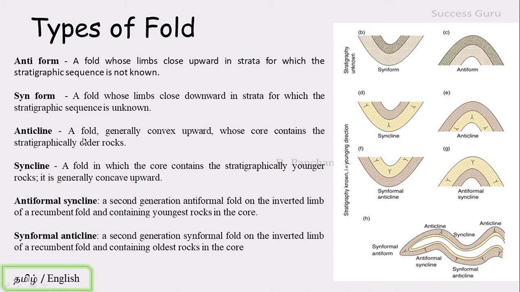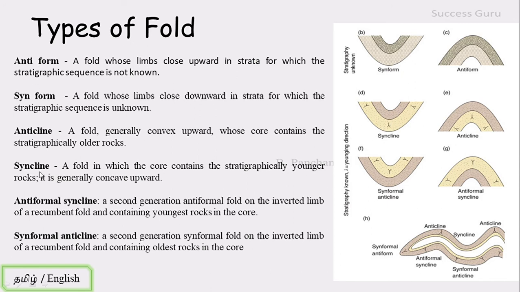So an anticline is a fold generally convex upward and whose core contains the stratigraphically older rock. So if you see this one, this is an anticline. This portion will be the core, and this portion consists of the oldest rock. So this is an antiform with the known stratigraphy, and that is also the oldest rock in the center. That will become an anticline. The same will apply here. That is a syncline, and the core, what happens? This is the youngest rock. So if the stratigraphy is known and the center is the youngest rock, then it will be the syncline.